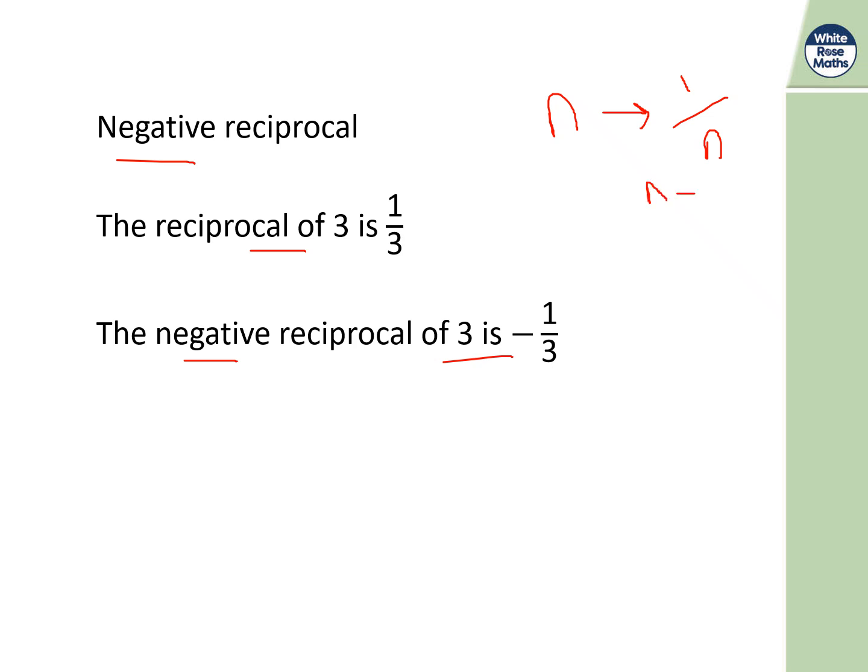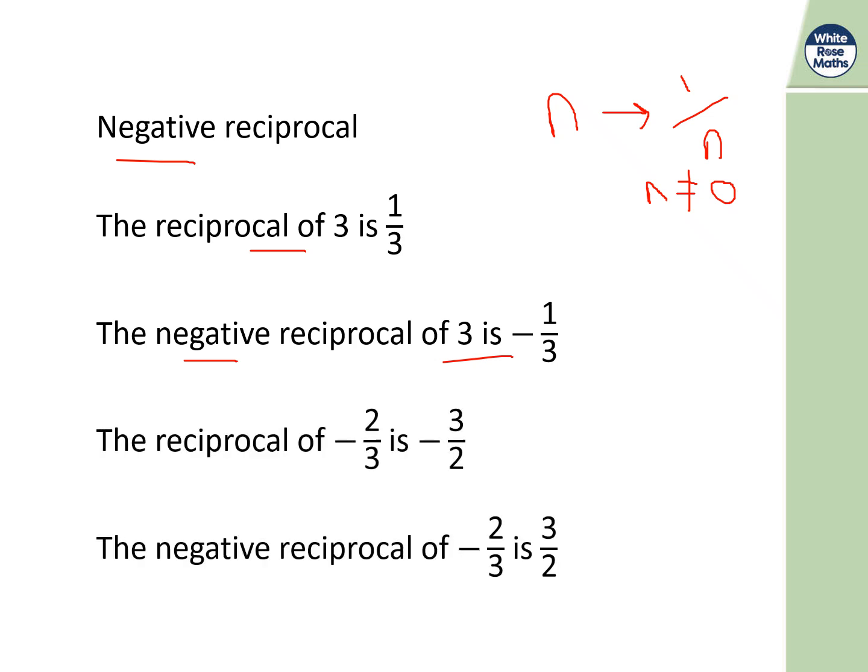Sorry about my cough. So the reciprocal makes it 1/n, as long as n doesn't equal 0, okay? And if it's a fraction, again, you just turn it upside down. The reciprocal of minus 2/3 is minus 3/2. The negative reciprocal of minus 2/3 is positive 3/2. So remember, change the sign and then you flip it. So turn it upside down.